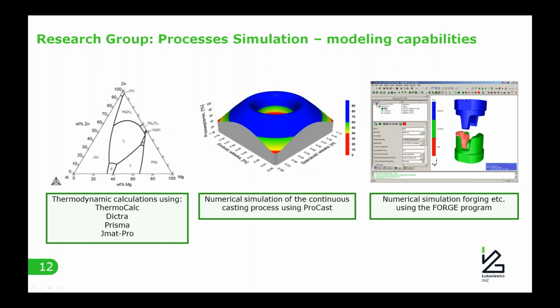In our laboratory, we are able to conduct thermodynamic calculations using Thermo-Calc, DICTRA, PRISMA, JMatPro. We also use commercial software such as ProCAST for the numerical simulation of the continuous casting process or the Forge program for the numerical simulation of forging.